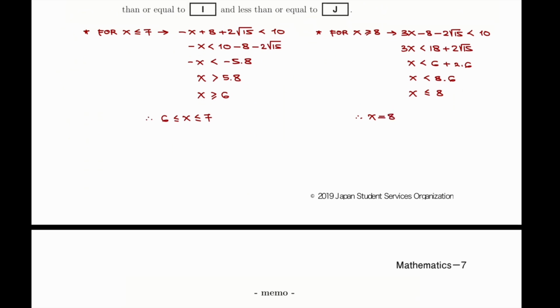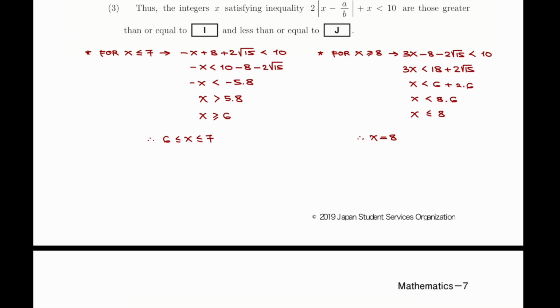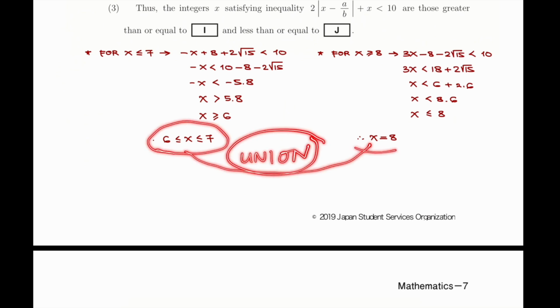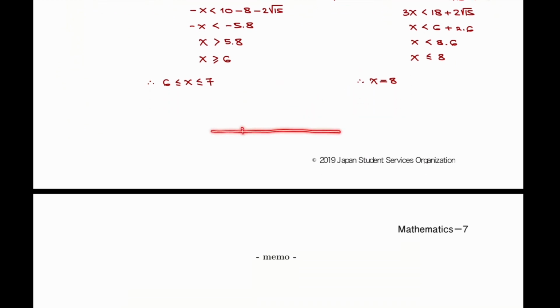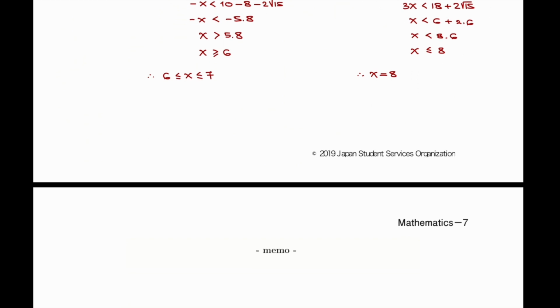After we got the solutions for both cases, at the end we have to combine them. Combine means union. If you imagine the number line, 6 until 7 is here, and then 8. If x is an integer, then my final answer is 6 less than or equals to x less than or equals to 8.